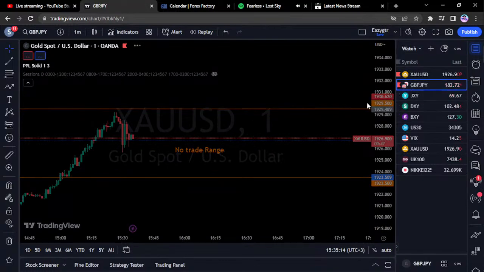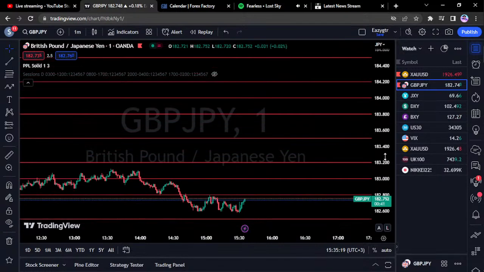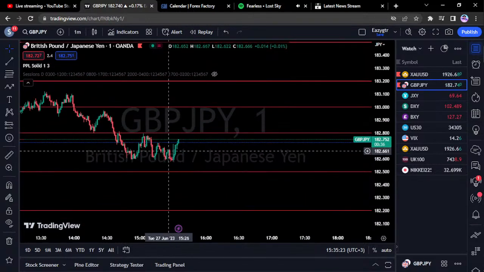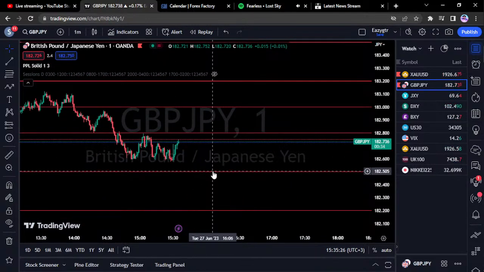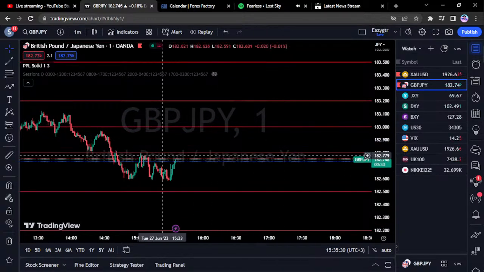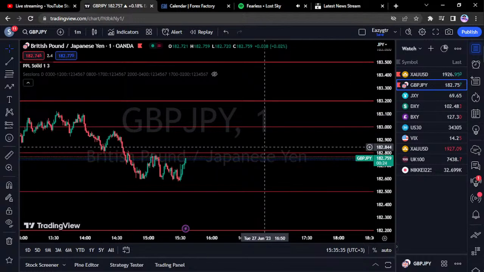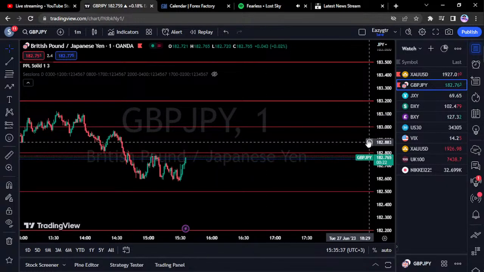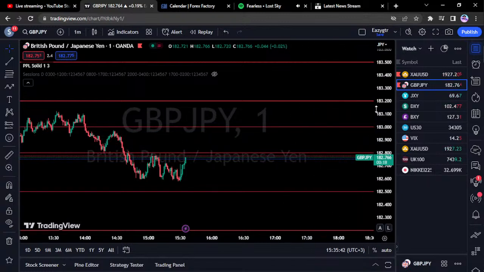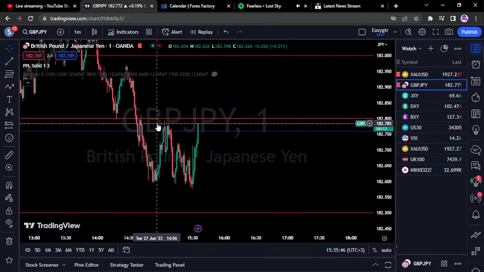As for GJ, I would have liked a deeper retest to 182.500, but that's okay. If price breaks above 182.800, we could validate more buys all the way to 183.200. So right now we want GJ to break above this area.